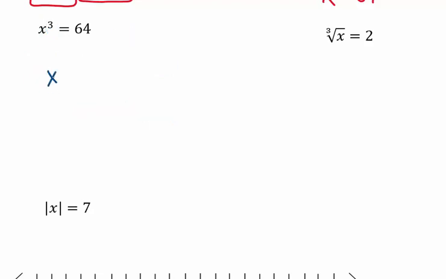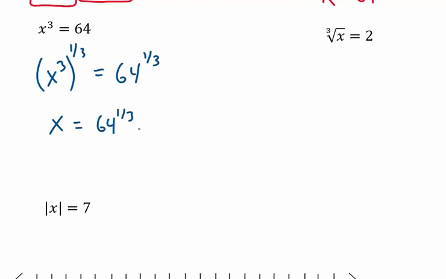Alternatively, you could solve this equation by raising to a power. Since the left-hand side has a power of 3, you could raise to the 1/3 power on both sides, and this would allow you to solve for x because the left-hand side simplifies down to be x to the first, because the exponent rules say that you multiply these exponents, and 3 times 1/3 is 1. So we get x is equal to 64 to the 1/3, which has the same meaning as before.